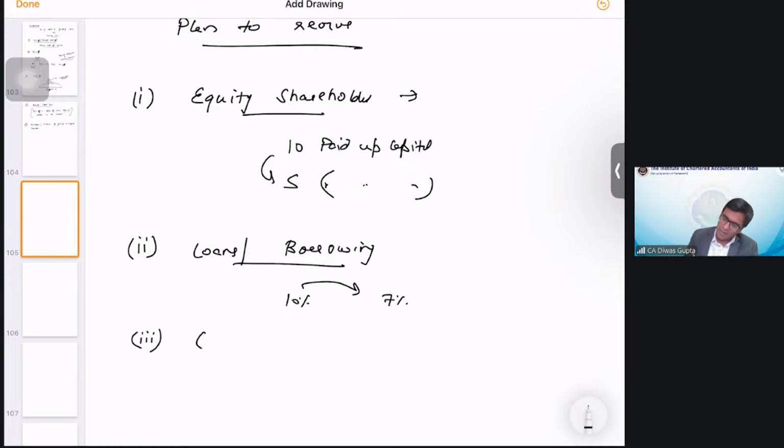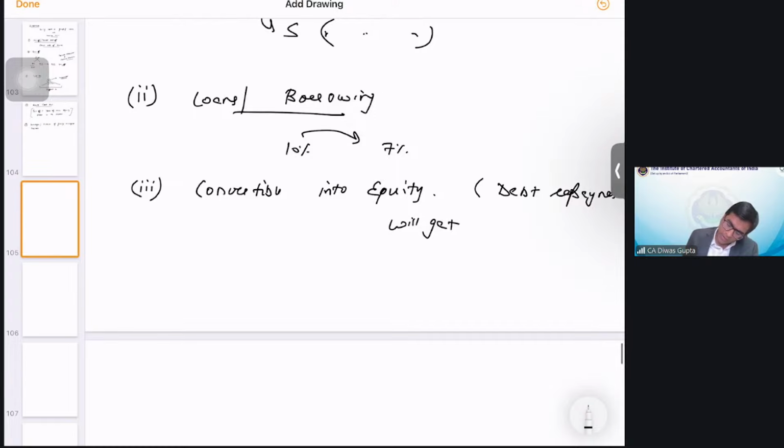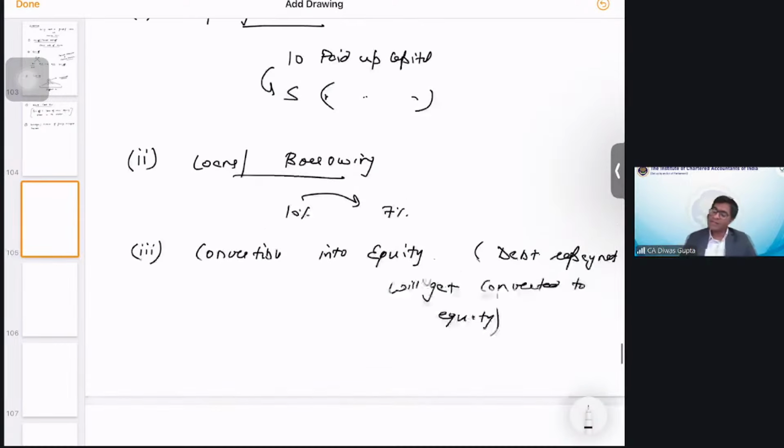Then it will also be shown as convertible into equity. So the debt repayments will get converted to equity. Reason being, if this gets converted into equity, the immediate cash outflows are not required to be paid, right? They can still be paid after some time.